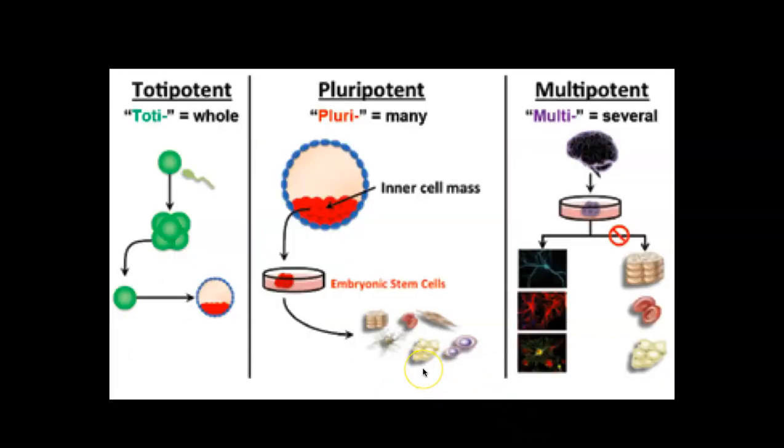Totipotent, I have told you, means a total organism is formed. That means the total blastocyst is formed, that is the total trophoblast plus inner cell mass. Pluripotent means many cells are formed from this inner cell mass. Only the inner cell mass is taken, and it forms embryonic stem cells, and they will develop into many cells. Multipotent means it will form several organs or several cells, whichever is required.